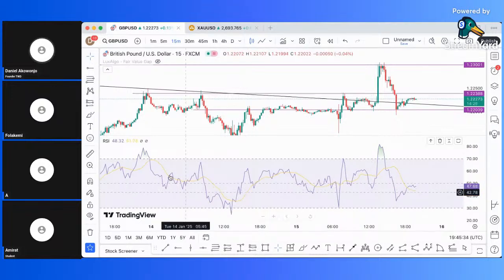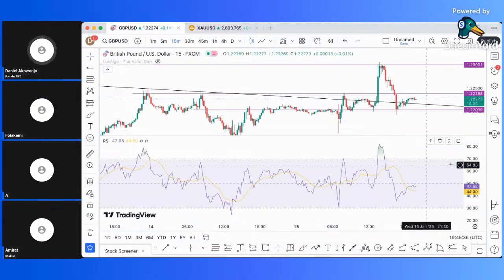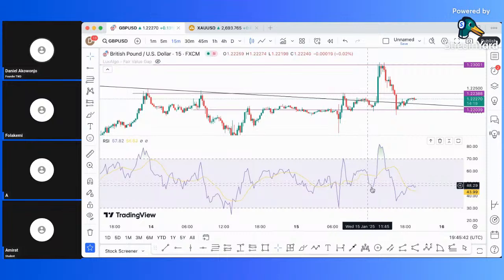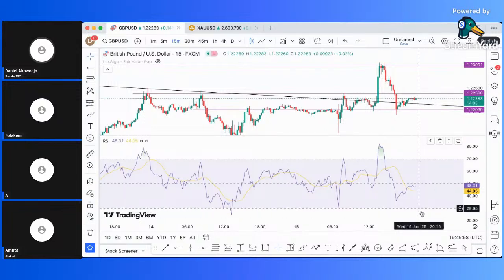So now, if you look at the RSI, the overbought zone is from 70 above to 80. Once this line starts crossing over to 70 and above, it definitely tells you that the market is currently in an overbought zone. Now, if it's coming down to 30, 20, or whatever, you can see those numbers here, from 30 downward to 20, that is an oversold zone.